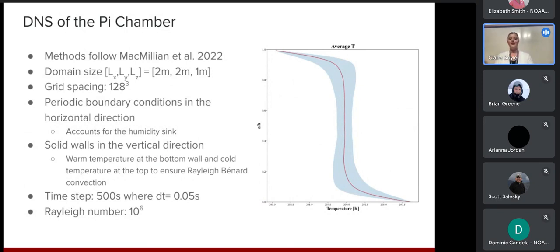We also have, just like the pi chamber, the warm temperature at the bottom and the cold temperature at the top to initiate Rayleigh-Bénard convection. And then for this study and this overview, I'll be looking at 500 seconds, just the one time step. All of this corresponds to a Rayleigh number of about 10 to the sixth. We introduced Reynolds number a little bit ago. We can also talk about Rayleigh number. This is proportional to Reynolds number, and it's just another measure of comparing turbulence versus laminar flow.